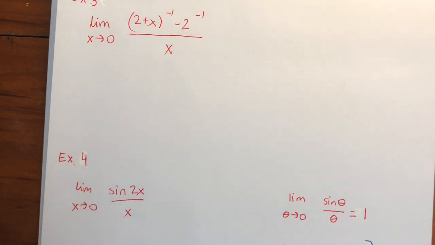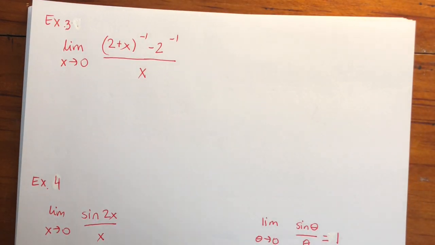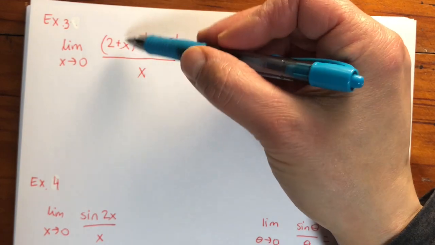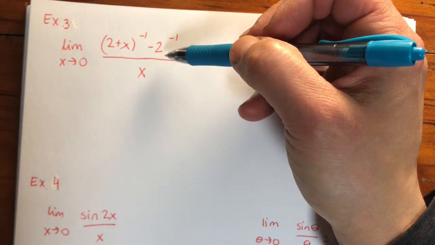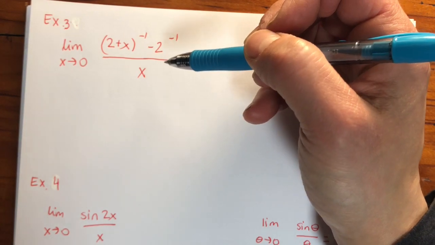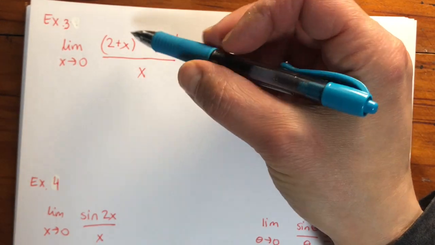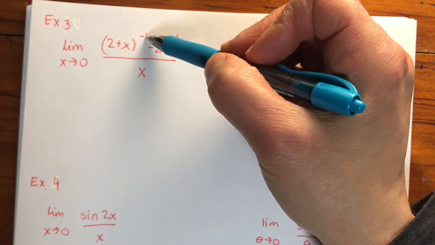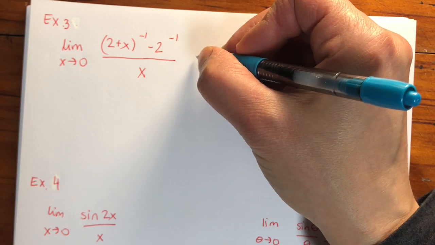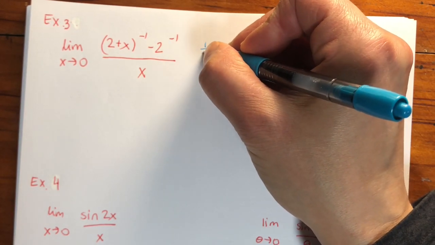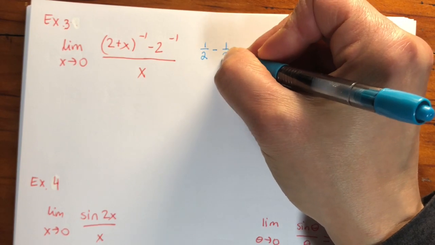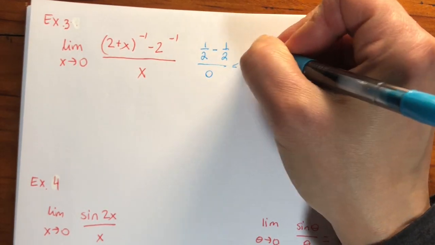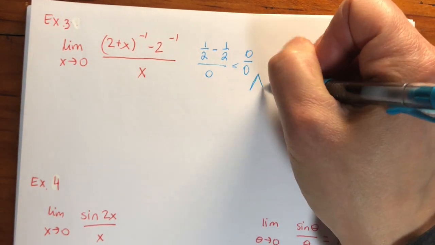All right, I think we did an example like this yesterday. At first, when you look at something like this, it may look weird. But the second thing is, we are not going to use rationalization. That's something you'll practice for homework. But let's see the first thing. What happens when we plug in 0? 2 plus 0 is 2. 2 to the power of negative 1 is 1/2. Minus 1/2 over 0. 0 over 0, there's our problem.